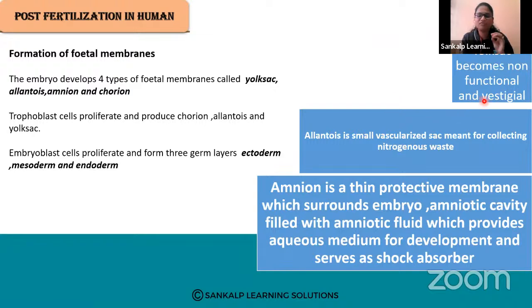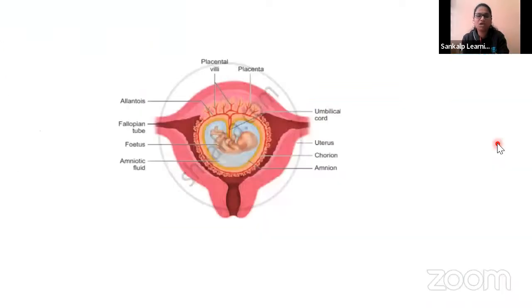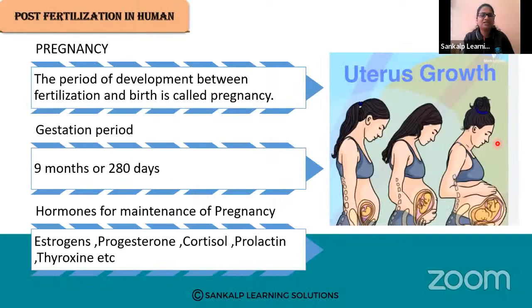Yolk sac becomes non-functional. Allantois is a small vascularized sac meant for collecting nitrogenous waste. Allantois acts like a kidney in the fetus. Amnion is a thin protective membrane which surrounds the embryo. The amniotic cavity, the space inside the amnion layer, will be filled with a fluid, which provides aqueous medium for development and acts as a shock absorber. The period of development between fertilization till birth is called gestation.